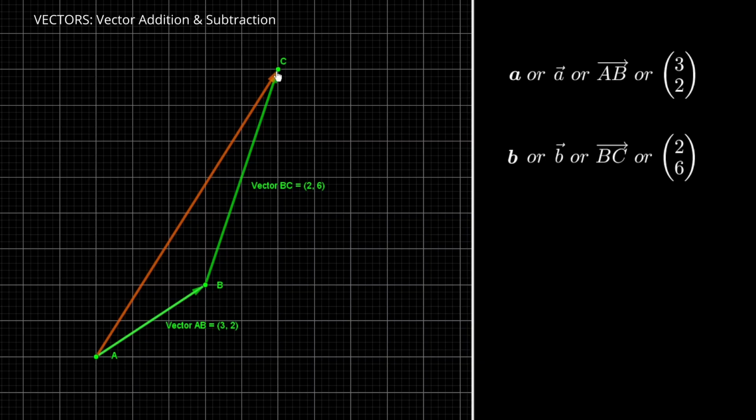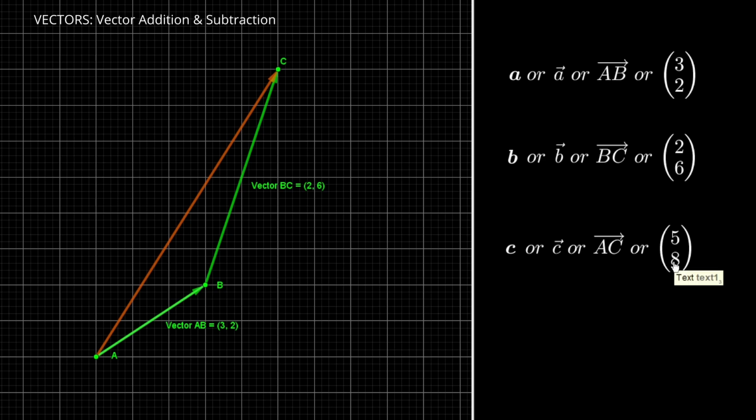Now, how would that be described? Well, we can count it. 1, 2, 3, 4, 5 along. 1, 2, 3, 4, 5, 6, 7, 8, and 8 up. And there's confirmation of what we've just worked out. The column vector for AC is 5 along and 8 up. Well, where did those numbers come from? From our original two column vectors? Well, you can see, hopefully, that if we just look at the top numbers, 3 plus 2 is equal to 5. Now, if we look at the bottom numbers, 2 plus 6 is equal to 8.